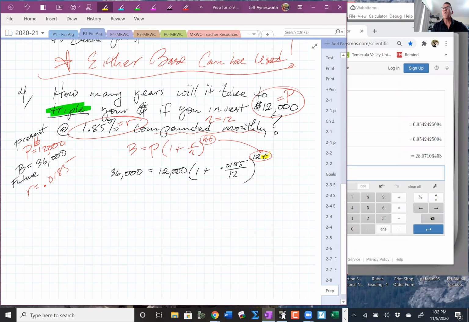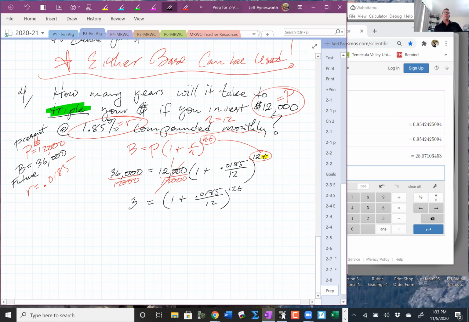Okay. So let's divide by 12,000, and then J-Ron, let's do what you said. We're going to do that in step 2. So let's divide, just make it a little bit easier to handle. 36,000 divided by 12,000 better be 3, because we tripled the money, okay? And then we have something that looks a little bit more user-friendly. Okay, so 0.0185 divided by 12 raised to the 12t power.